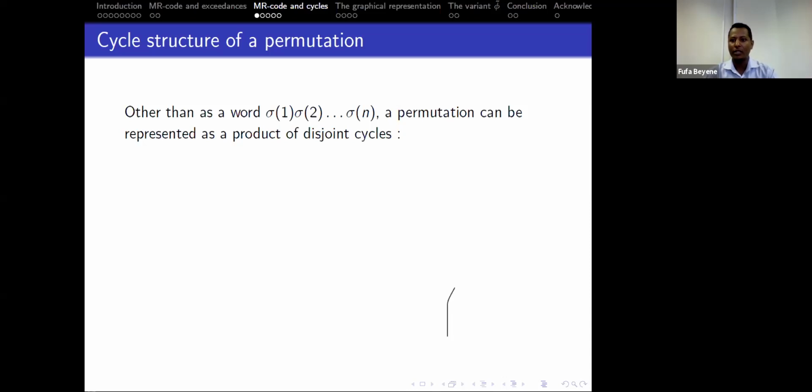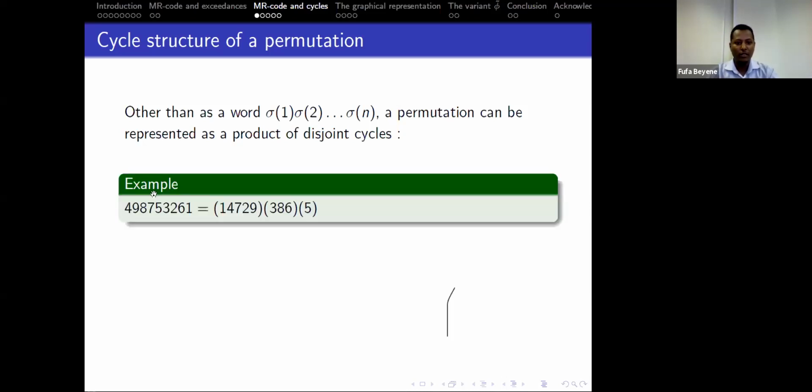Okay, let me proceed. We have the cycle structure of a permutation. It is well known that a permutation can be represented by a product of disjoint cycles. As in the following example, you can see this permutation in word form is given by the product of these disjoint cycles: 3 cycles, the first one of length 5, the second of length 3, and the third one a singleton.